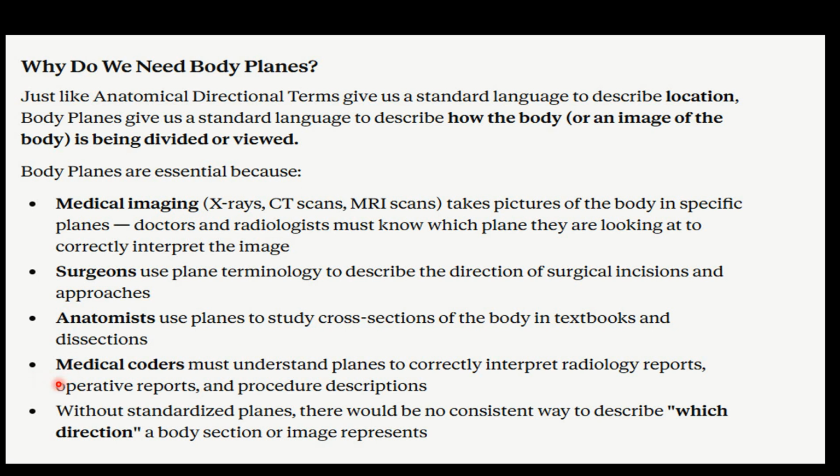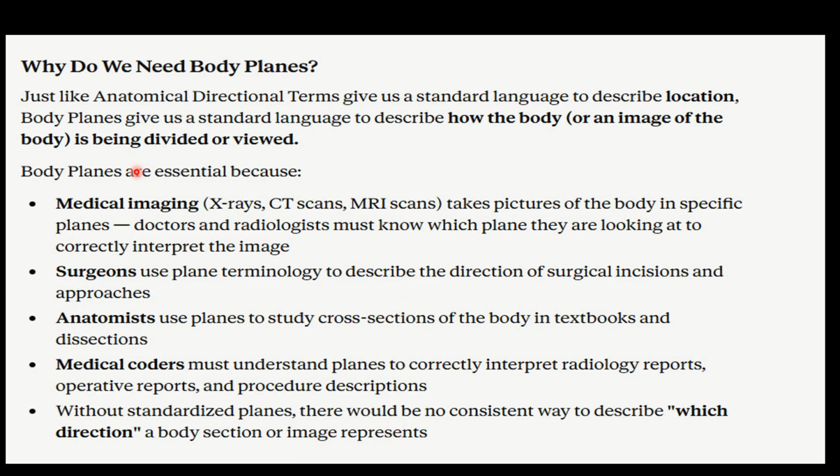The next are medical coders. Yes, medical coders must understand the planes to correctly interpret radiology reports, operative reports and procedure descriptions, because if they are not aware of these terms, how will they examine the radiology report, how will they understand the operative report and procedure description, because doctors and surgeons are going to use that terminology, right? So they should know about the body planes, because without a standardized plane there would be no consistent way to describe which direction a body section or image is in.